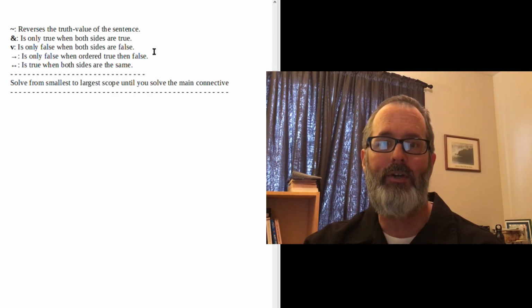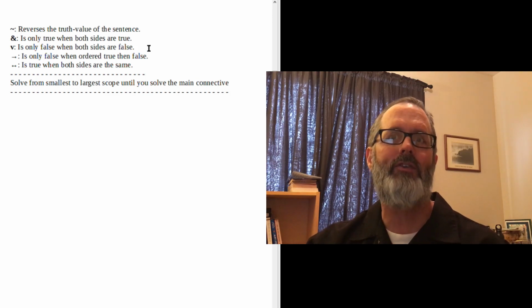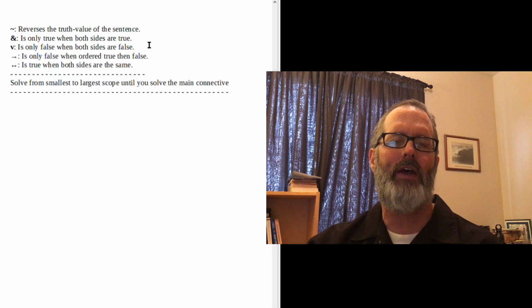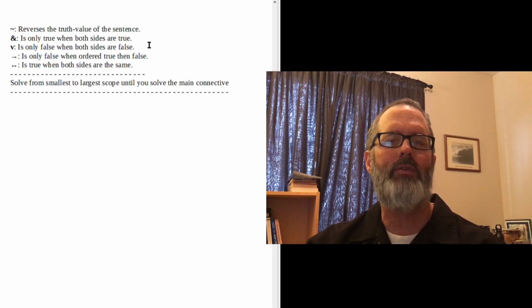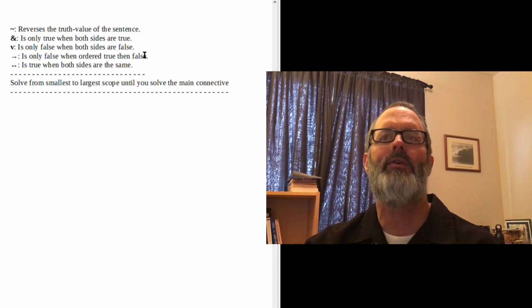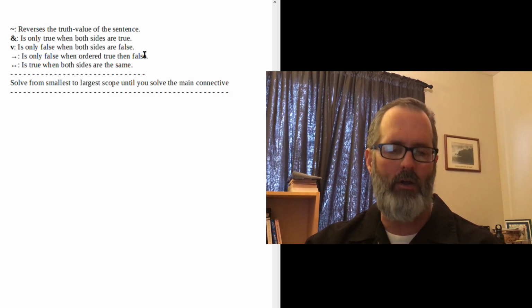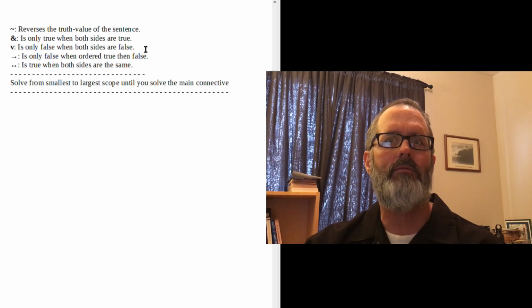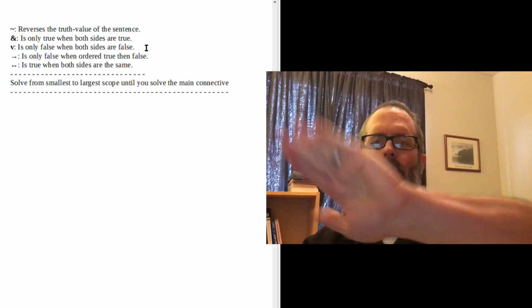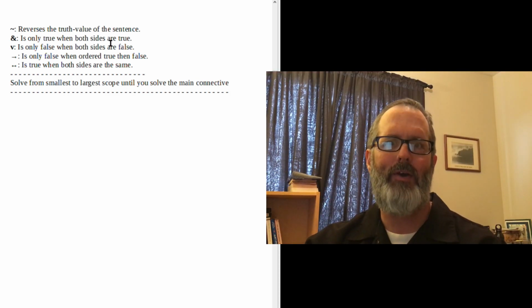One more time. A negation reverses the truth value of the sentence. Repeat. Next, an and is only true when both sides are true. Repeat. An or is only false when both sides are false. We do have to do this.